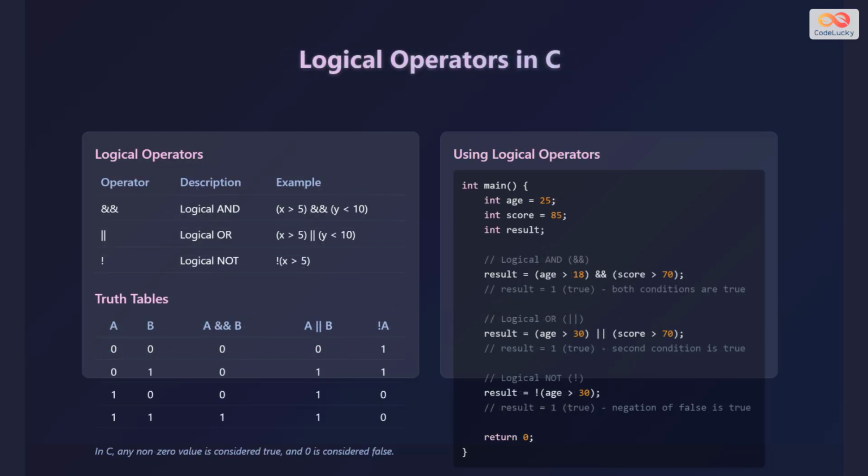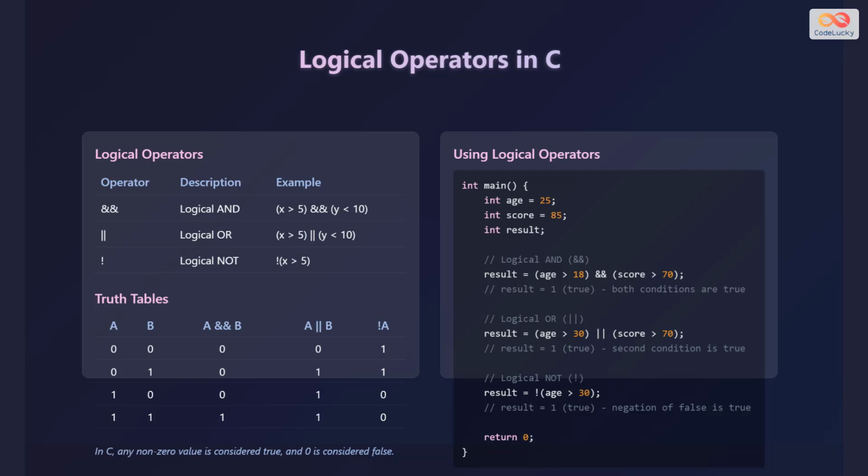Logical operators in C are used to perform logical operations on one or more expressions, typically used to combine relational expressions. The logical AND operator, denoted by two ampersands, returns true only if both operands are true. For instance, x greater than 5 and y less than 10. The logical OR operator, denoted by two vertical bars, returns true if either operand is true. For instance, x greater than 5 or y less than 10. The logical NOT operator, denoted by an exclamation point, returns true if the operand is false, and vice versa. For instance, not x greater than 5.